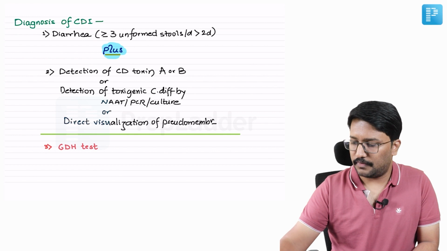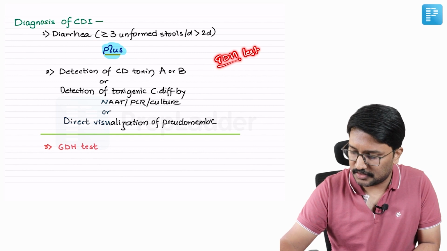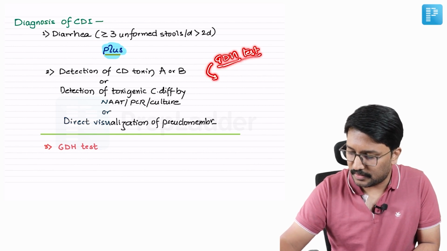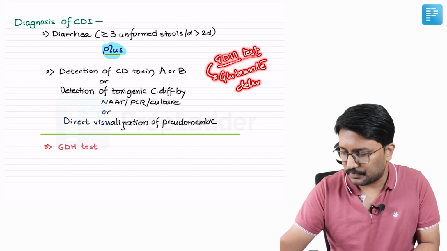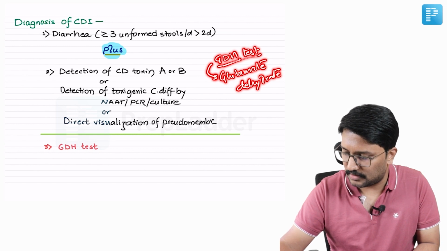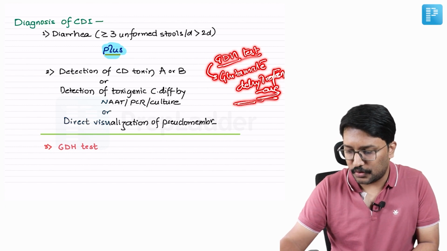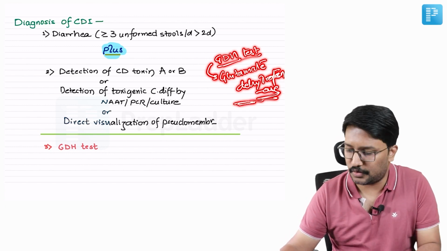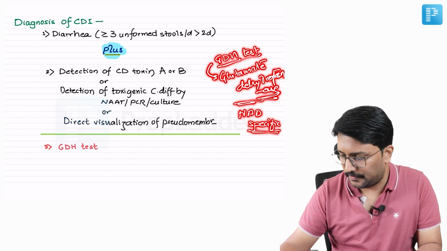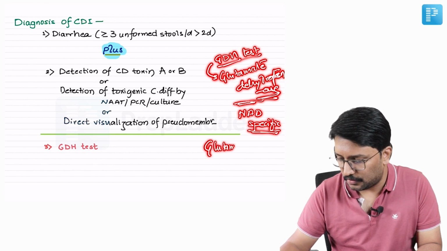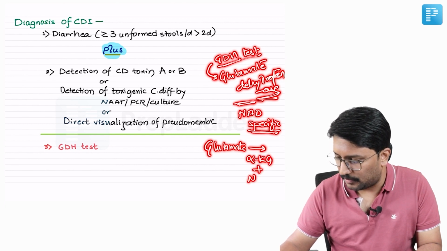So what is the evaluation? We can do 3 important tests. One is called the GDH test. What is the GDH test? GDH stands for glutamate dehydrogenase. Both toxigenic as well as non-toxigenic strains produce this enzyme, glutamate dehydrogenase, which is NAD specific. This is an NAD specific enzyme which converts glutamate to alpha ketoglutarate plus ammonia, right?